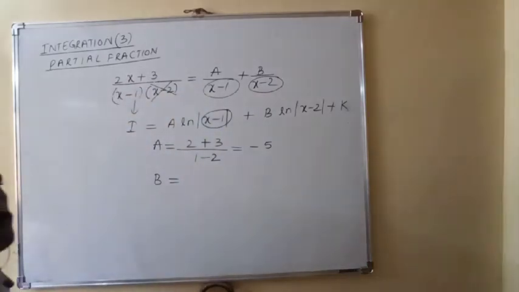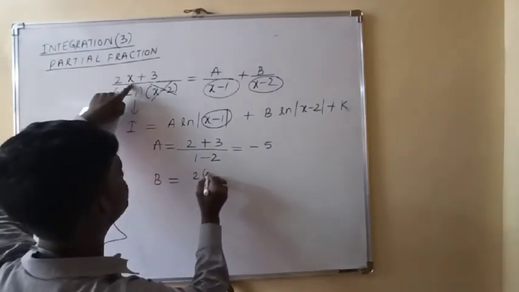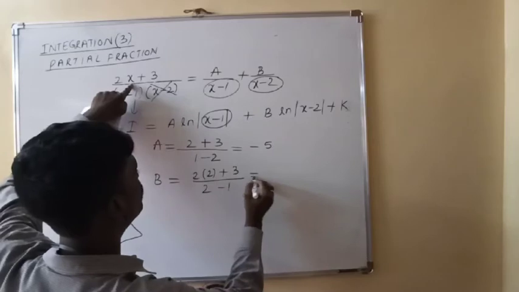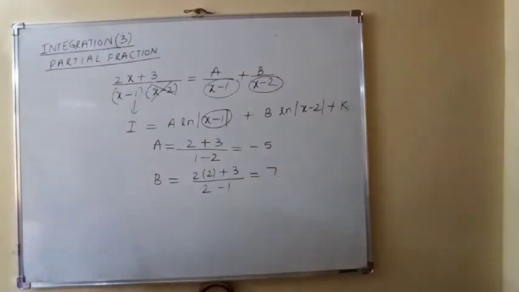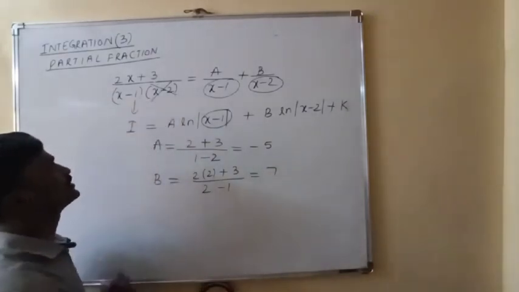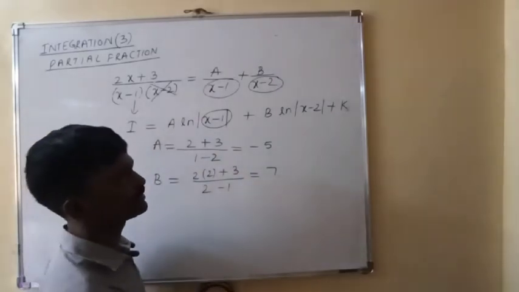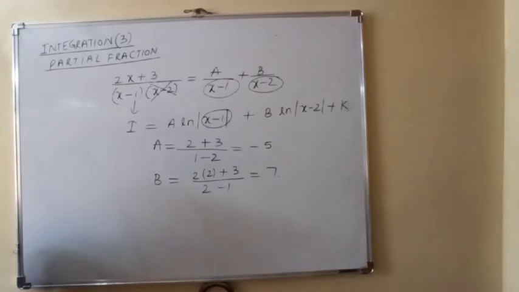2x plus 3 by x minus 1. In that factor, all you have to do is put x value 2. So 2 into 2 plus 3 divided by 2 minus 1. So 4 plus 3, 7. 7 by 1, 7. So thus the answer is what? Integral of this, 2x plus 3 by x minus 1 into x minus 2, what will you get? Minus 5 into log of mod x minus 1 plus 7 into log of mod x minus 2 plus constant.